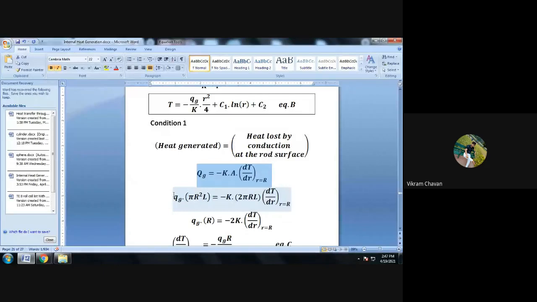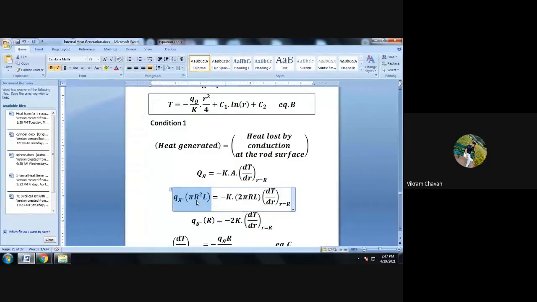अब यहाँ पे हमें इनिशियली हमने एलिमेंट का वॉल्यूम कंसीडर किया था, तो उस केस में हमने एरिया multiply by थिकनेस लिया था। अब यहाँ पे हमें कंप्लीट रॉड का वॉल्यूम कंसीडर करना है। So we have to consider the formula of Q suffix g multiply by volume of rod, which is nothing but pi r square multiply by L.